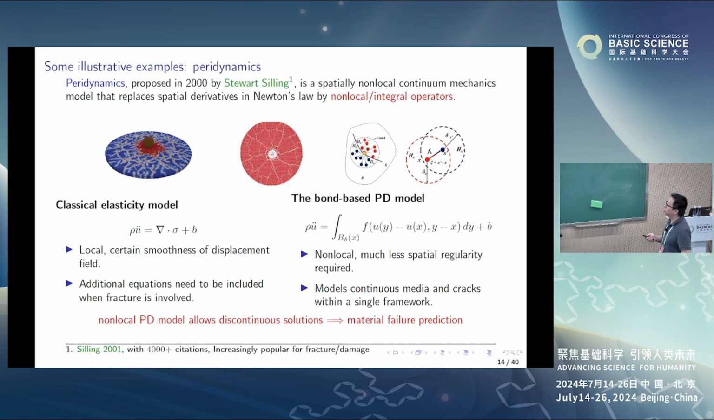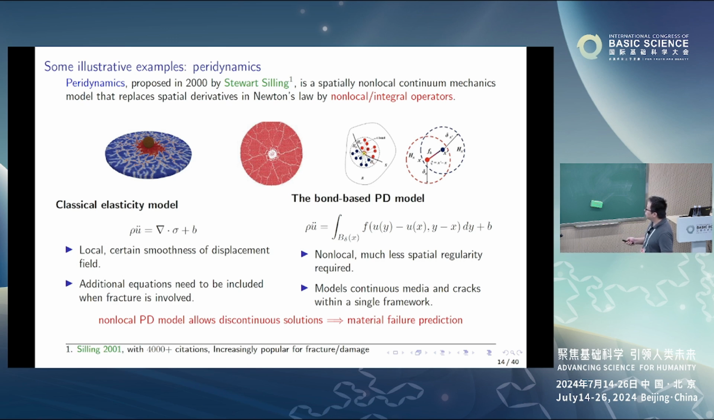It was proposed in 2000 by Stewart Silling, and the key idea is to use a nonlocal or integral operator to replace the spatial derivative in Newton's law. For example, the classical elastic model is a PDE model, and it requires certain smoothness of the displacement field. So when fracture is involved, you need some additional equation. Right? But the peridynamics model involves the nonlocal operator to replace the derivative in space.